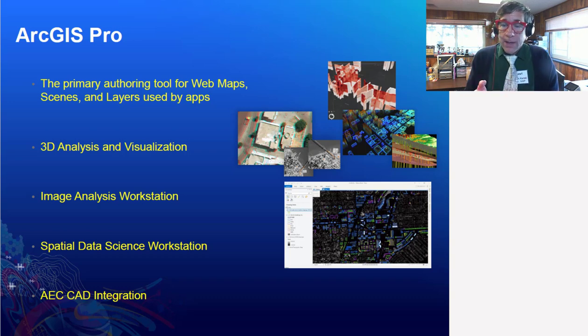First of all, ArcGIS Pro. It's the primary authoring tool for web maps, scenes, and layers. So you can author things and put them in the cloud. Nice. Also, 3D analytics and visualization tools are inside ArcGIS Pro. It's not a separate 3D thing. It's actually inside Pro. Image analysis. Think of it as your image analysis remote sensing workstation as well, and your spatial data science workstation, and integrating architecture, engineering, and construction, building information management, or BIM, and CAD, design files, tools, data sets, etc. into your ArcGIS Pro environment.